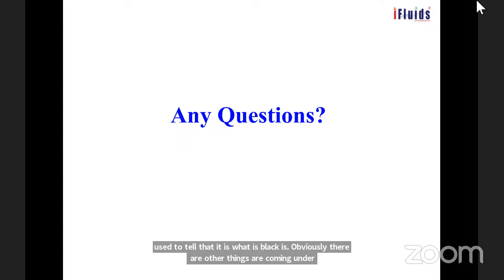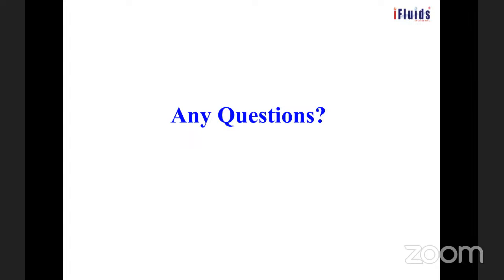Next is, what conditions are used for the cracking process? Cracking, I already told, is high temperature and maybe less pressure, depending on that. What is mercaptan? Mercaptan is one hydrocarbon molecule combined with the thiol, SH. So when it comes, that is called mercaptan.